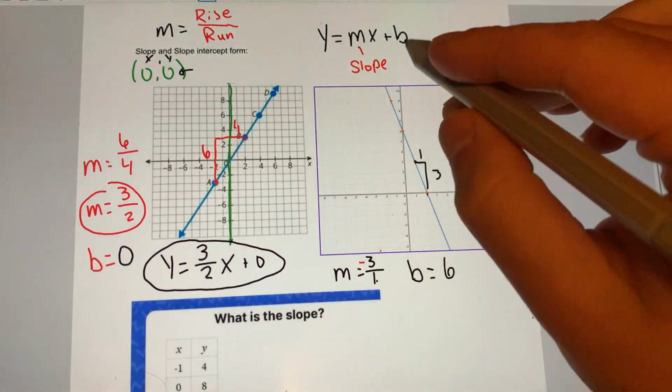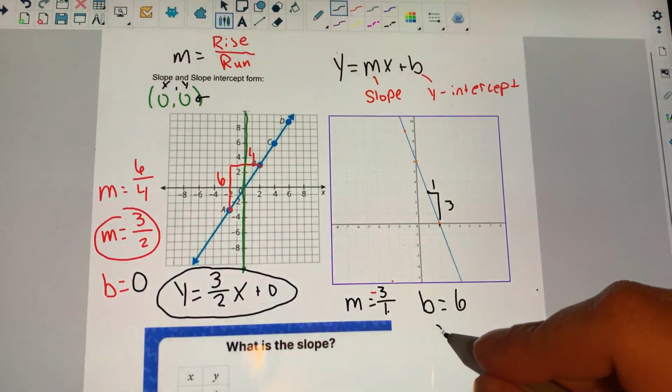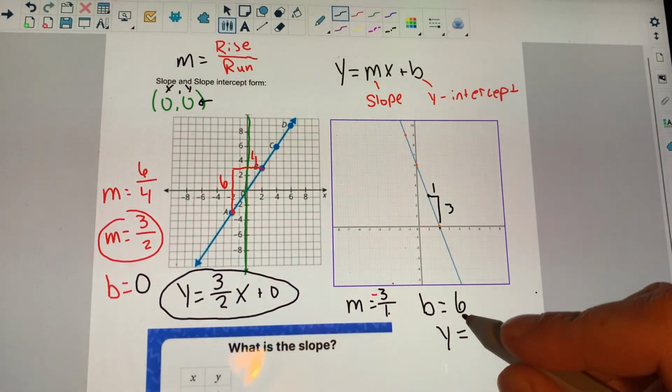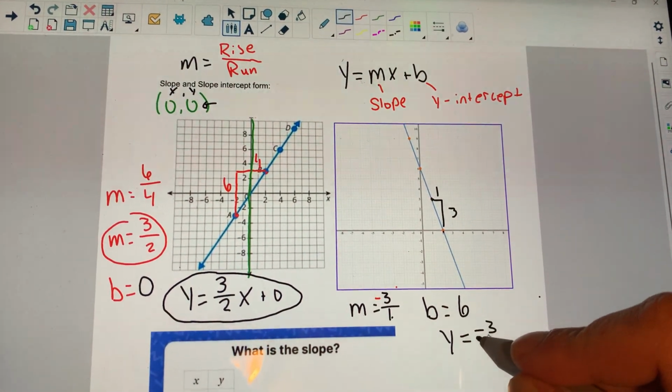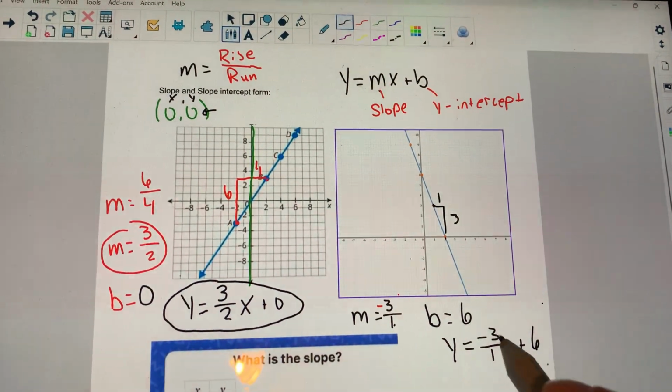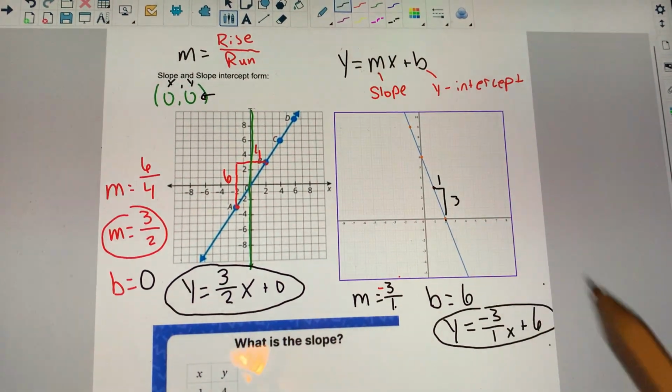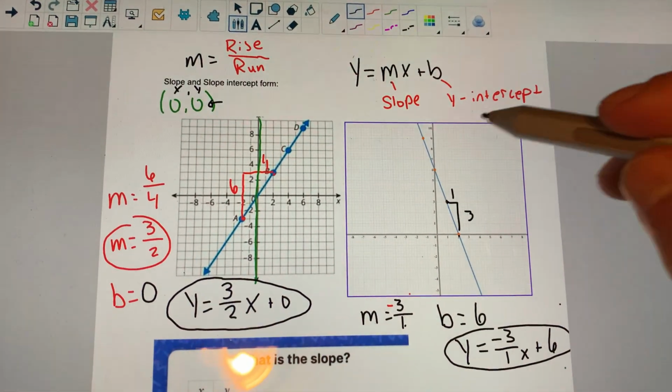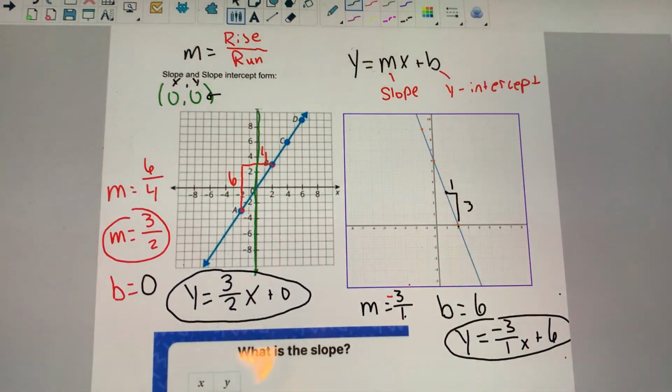So now I've got to put it into y equals mx plus b. So y equals negative 3 over 1x plus 6. That's your equation for this graph here. That's the equation of this blue line.